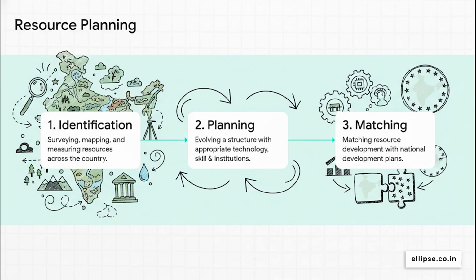Step 2 is to create a planning structure. This means getting the right technology, skills, and organizations ready to do the job. And step 3 is matching these plans with national goals. And definitely focus on this one. It's a very common long answer question.